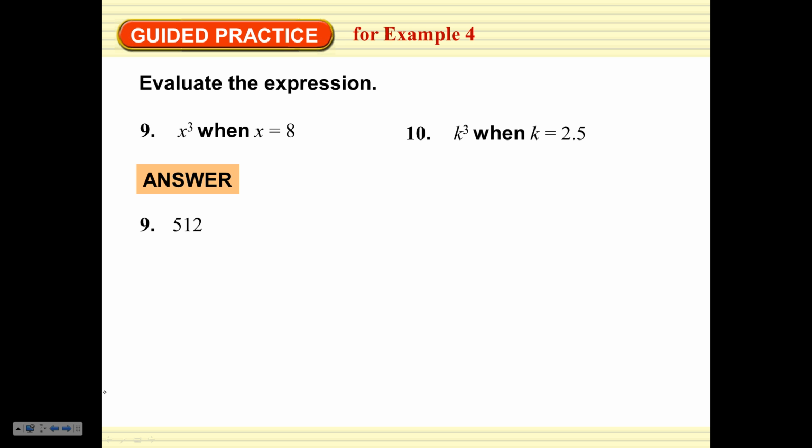All right, now the next expression for 10 is k to the third power. And k, they want us to evaluate it when k equals 2.5. So you should have substituted 2.5 in for k, and you should have done 2.5 times 2.5 times 2.5, and you would have gotten the answer 6.25.